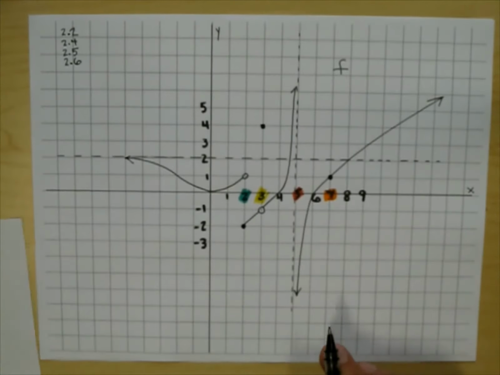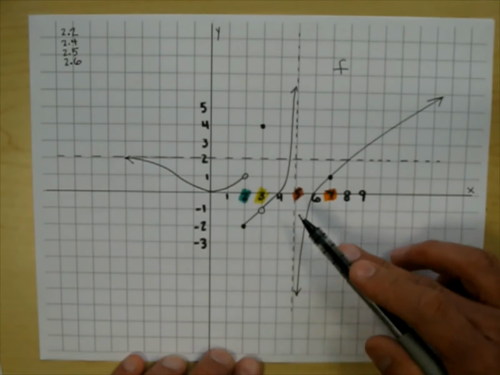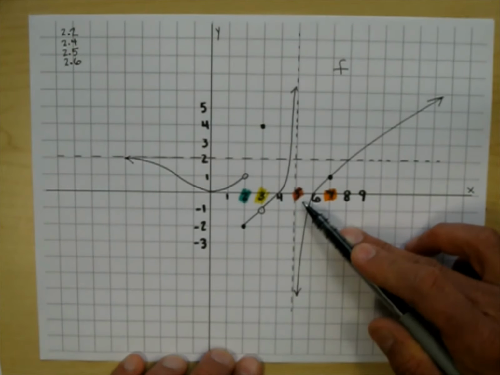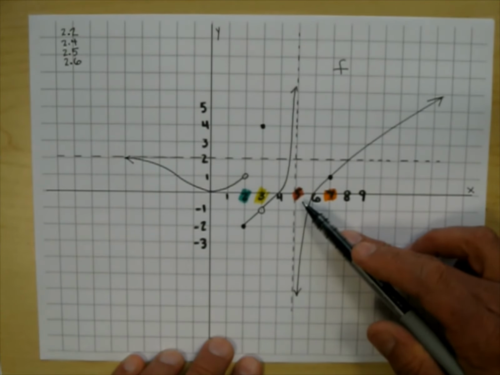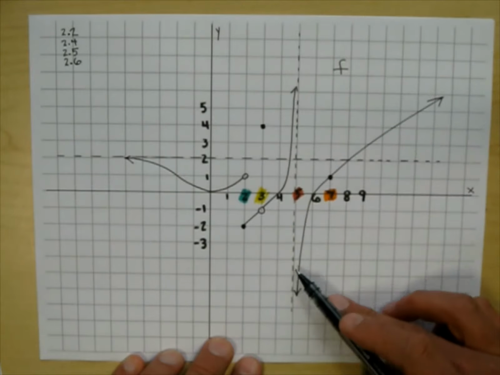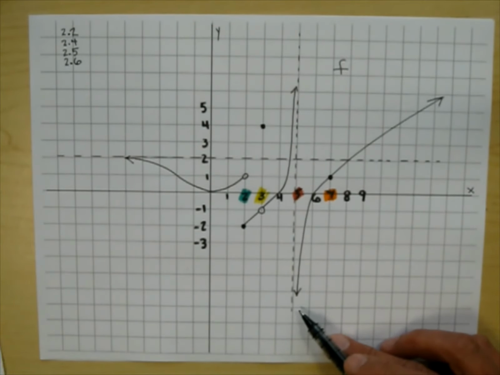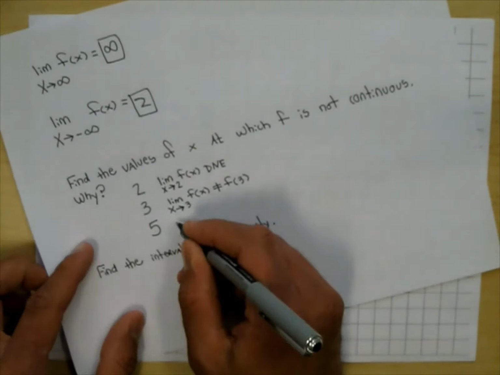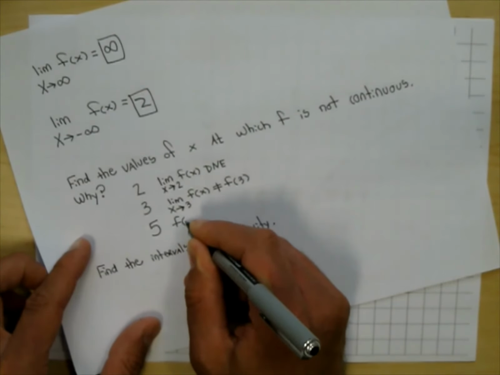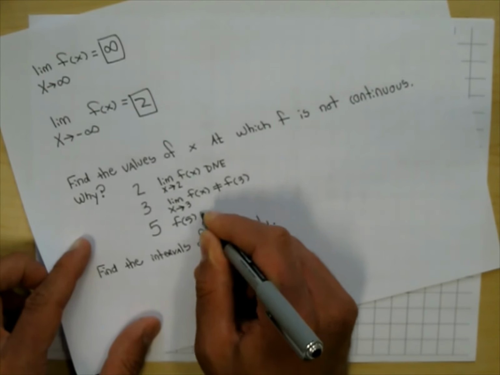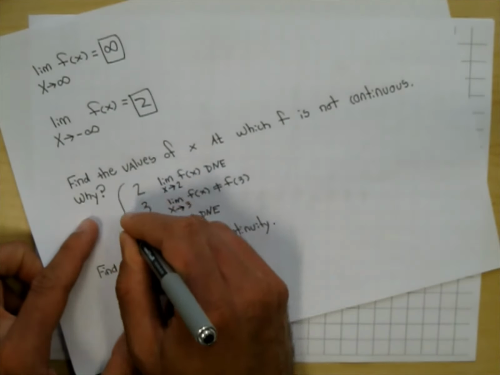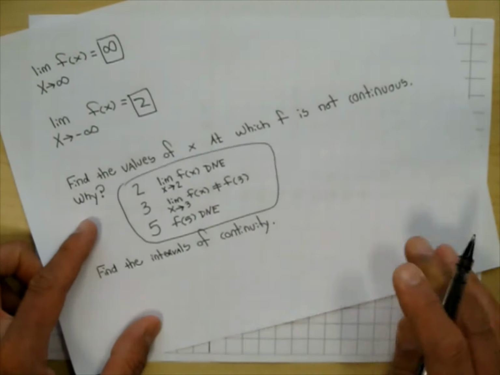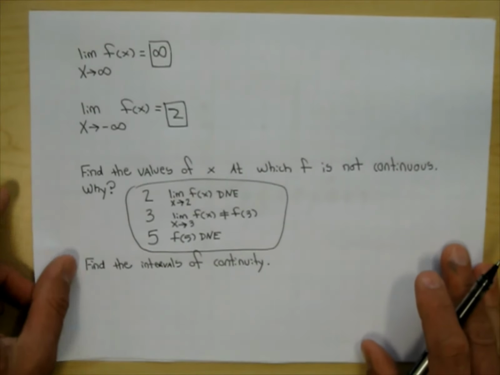Okay, why is it discontinuous at 5? Well, the reason it's discontinuous at 5, let's check our conditions. Does f of 5 exist? And the answer is no, it doesn't. So we can stop right there and say, well, the reason is that f of 5 does not exist. So here's our answer for the points of discontinuity.